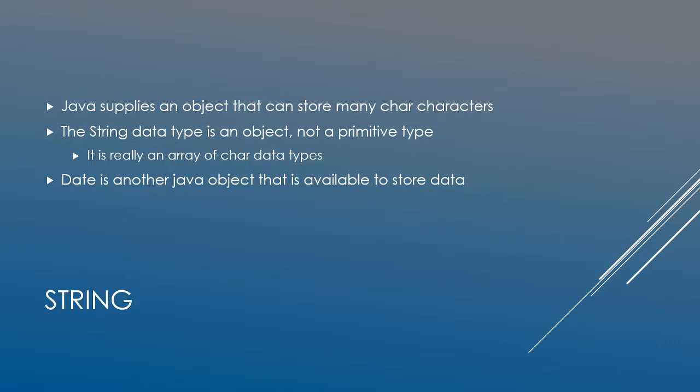Java supplies an object that can store many char characters, and that's the string. So the string data type is really an object, and so it's not a primitive type. It's really an internal array of char data types. Date is another Java object that is available to us to store data. We'll see how those are used.